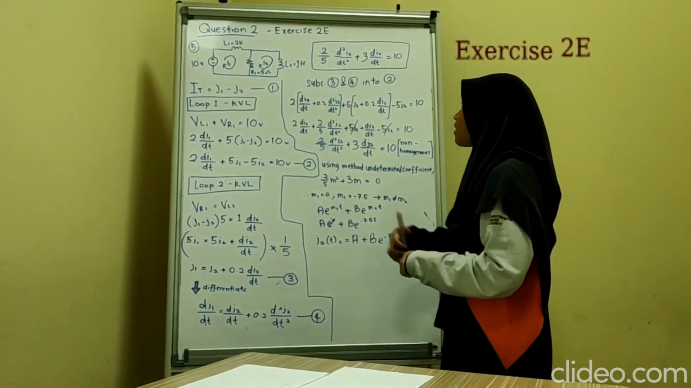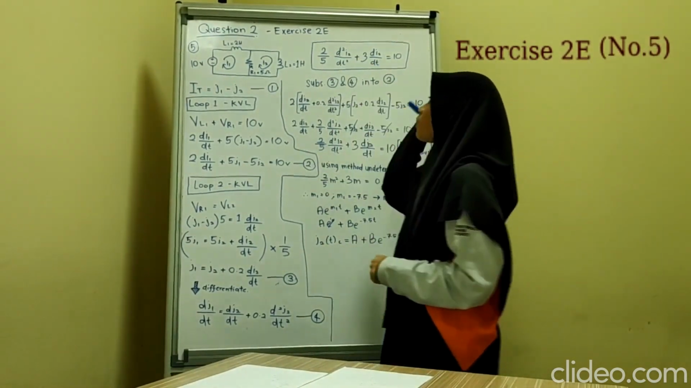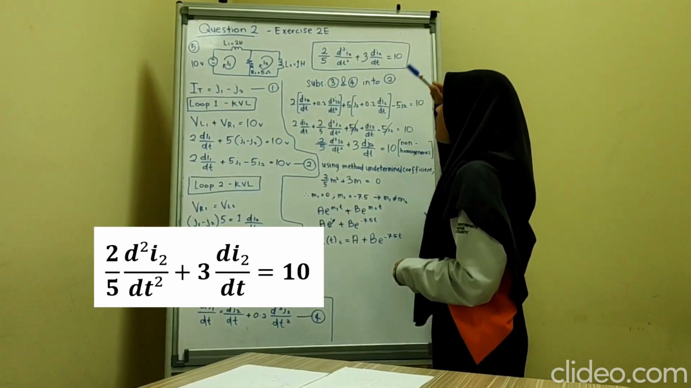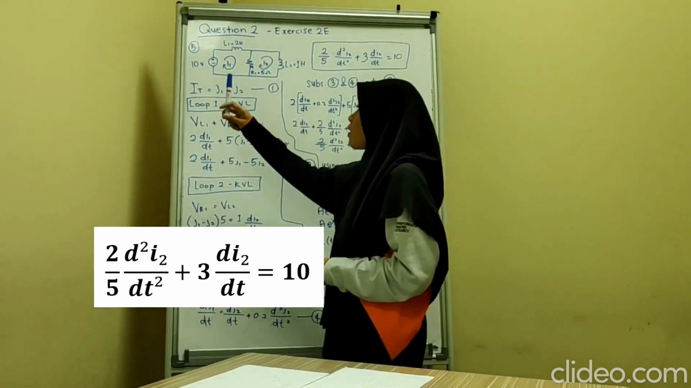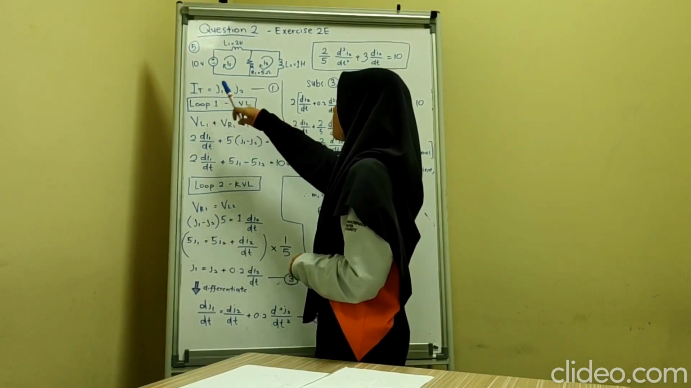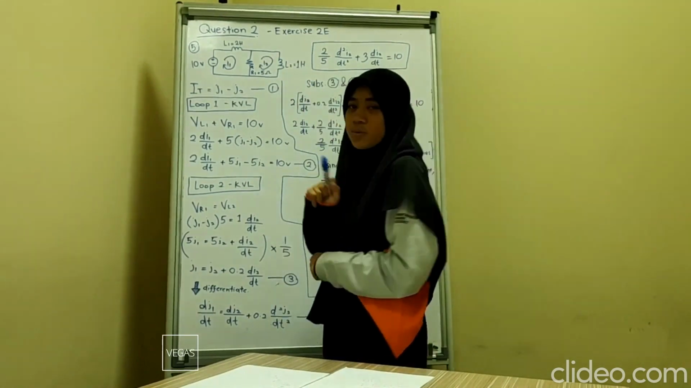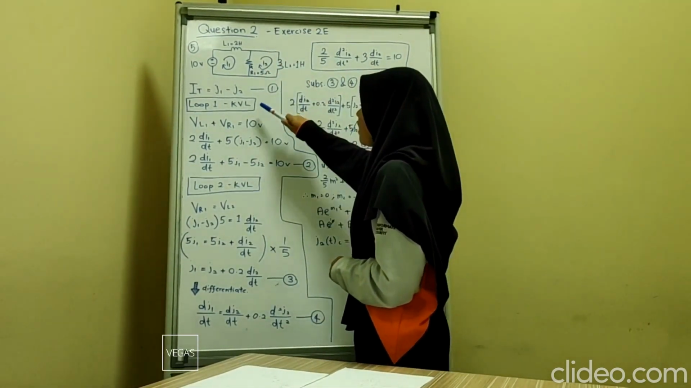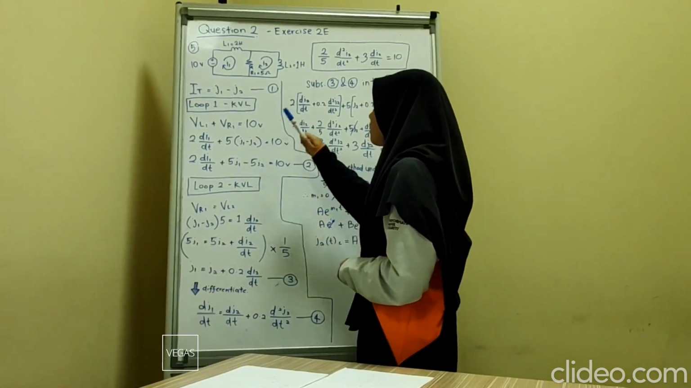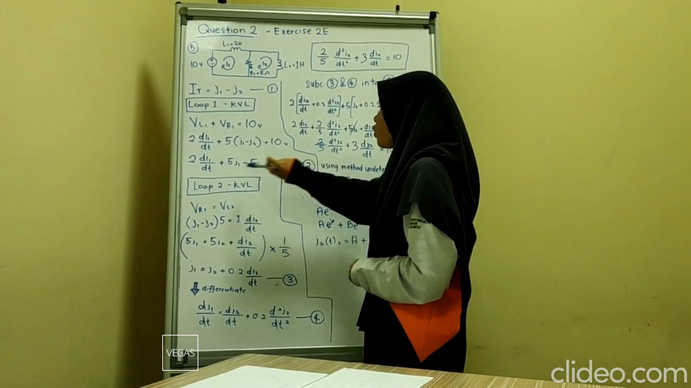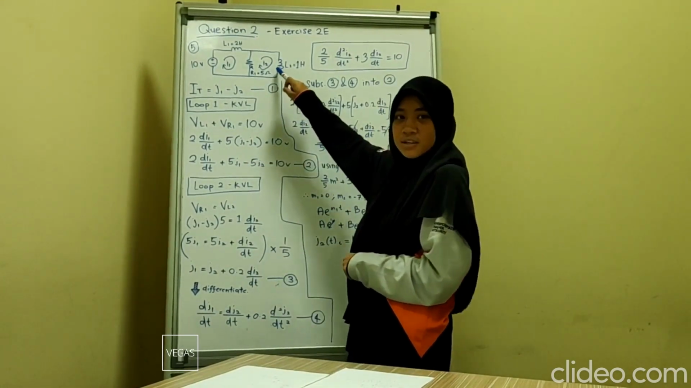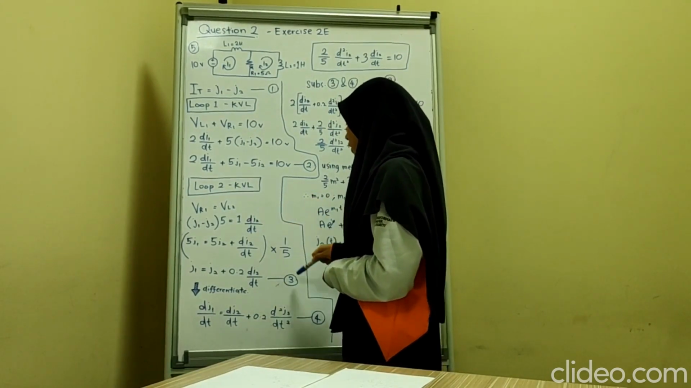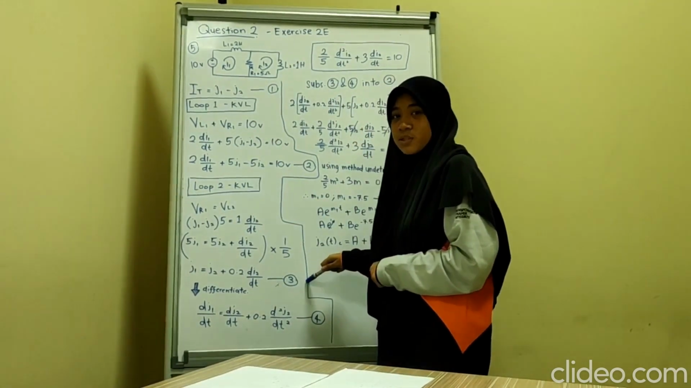So here I want to explain for equation 2, exercise 2E. From this circuit, we can model it as this. And first, I(t) is equal to I1 minus I2. And then for this loop 1, we can apply KVL and we can have this equation 2. After that, for loop 2, we also apply KVL, and we can have this equation number 3.